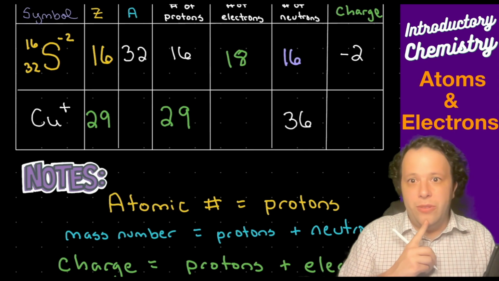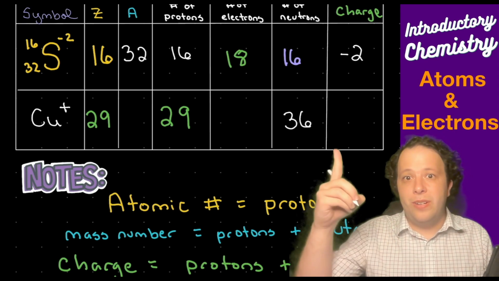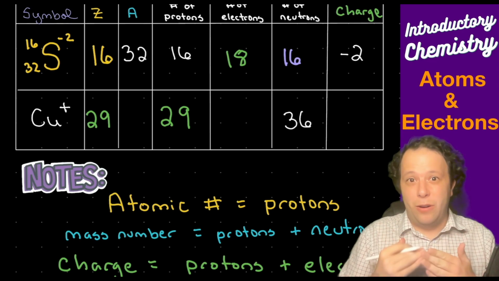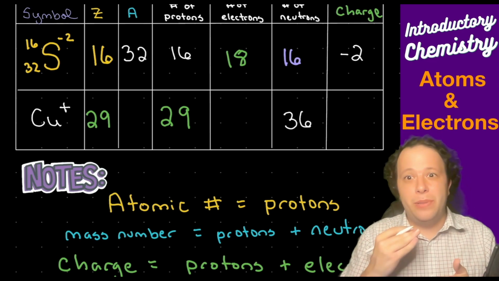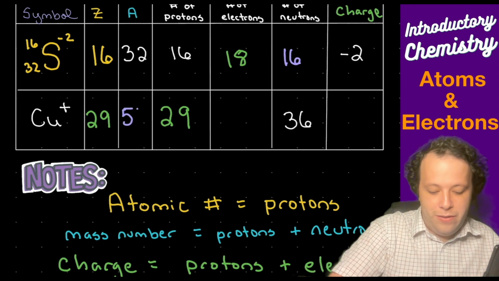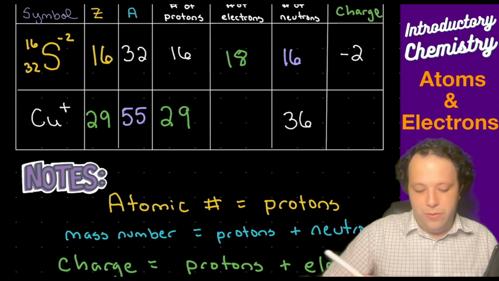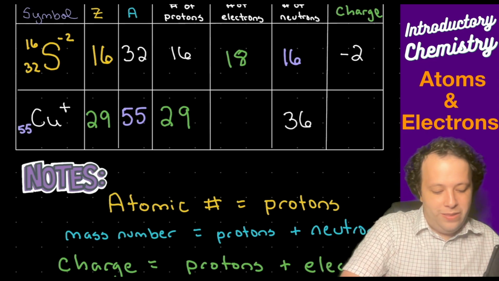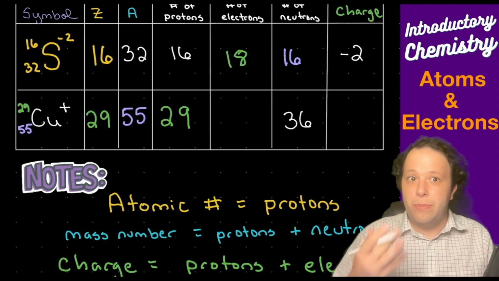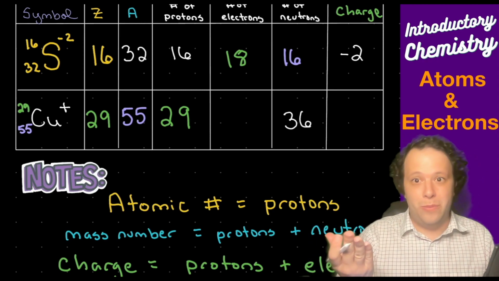Now, what can we do next? We have protons and we also have the neutrons. So we can add up those two things together to get our mass number. 29 plus 36 is going to be 55 for our mass. So we could fill in our little guy over here like we did before, 55 and 29. Good practice to do. I recommend it on all your homework.